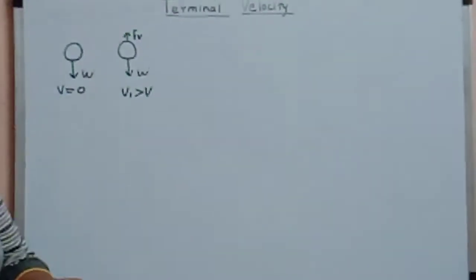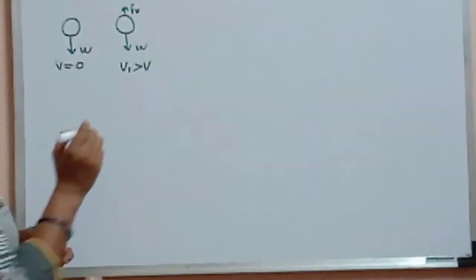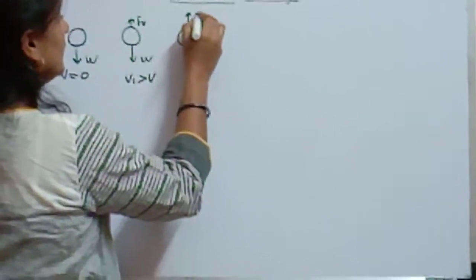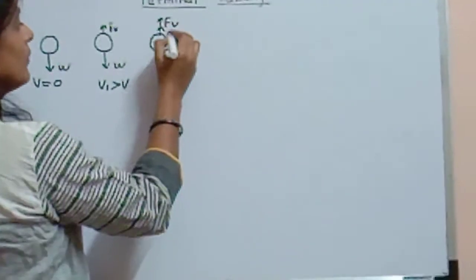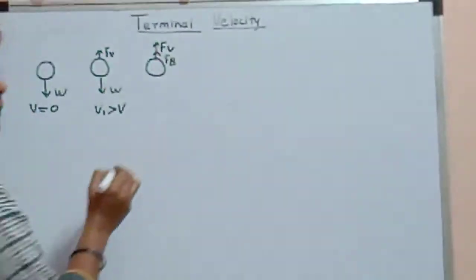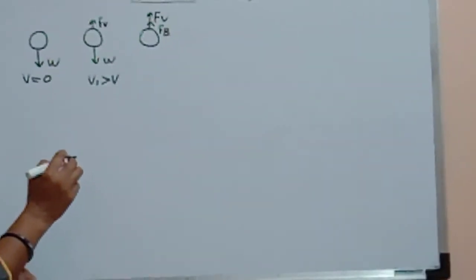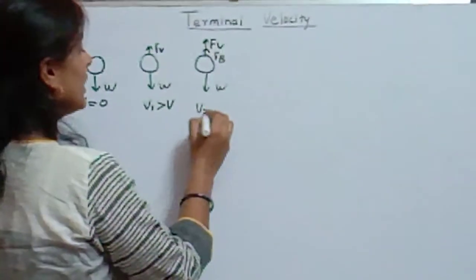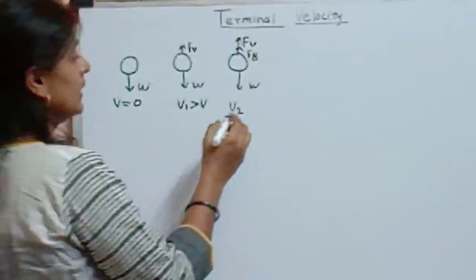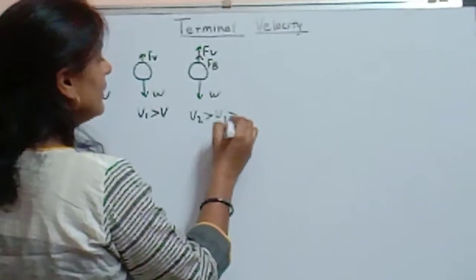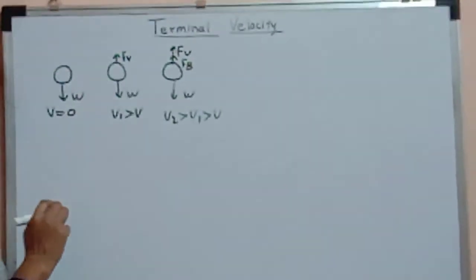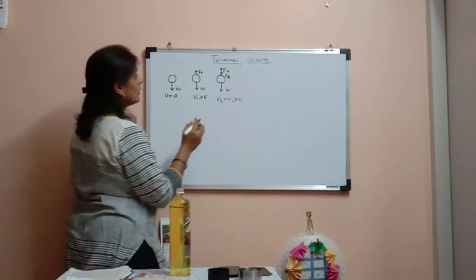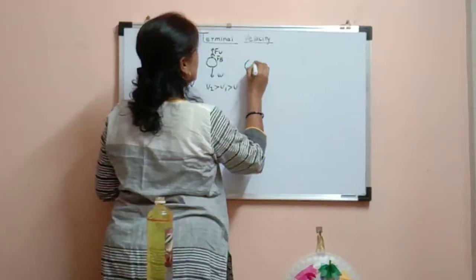Next, when the ball is crossing the mark and moving further, the forces acting on the ball are the viscous force, along with this a buoyant force, and at the same time the gravitational force is there. So if we consider v2 as the velocity here, then this v2 is greater than v1, which is greater than v.